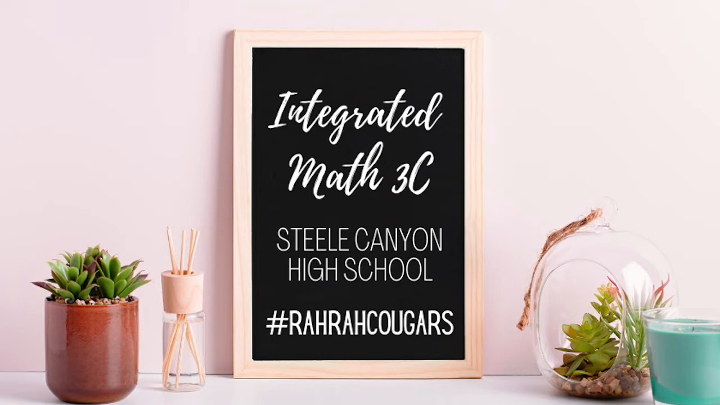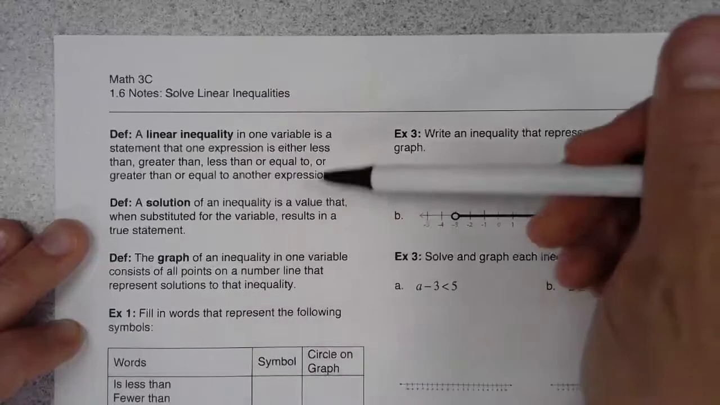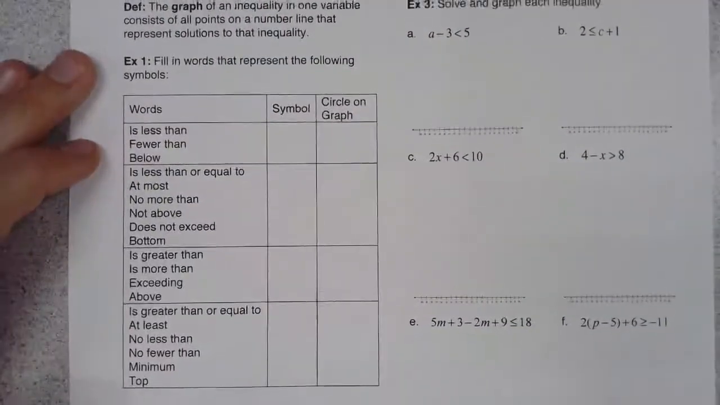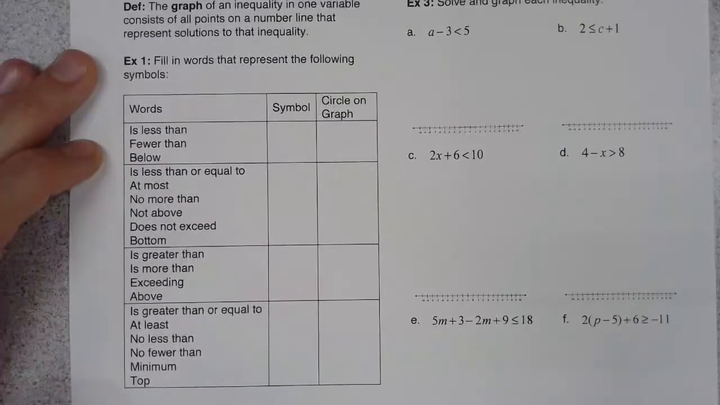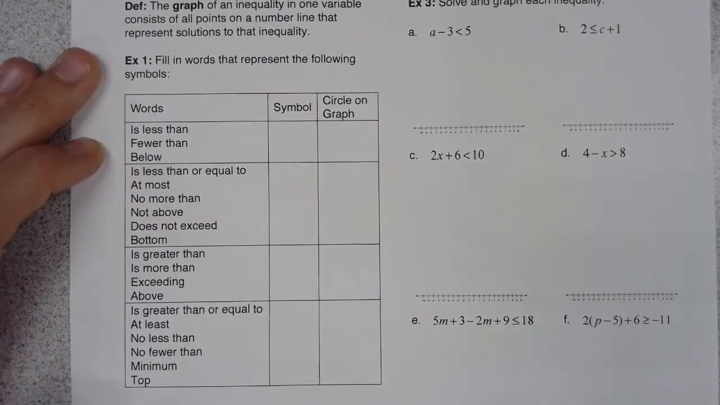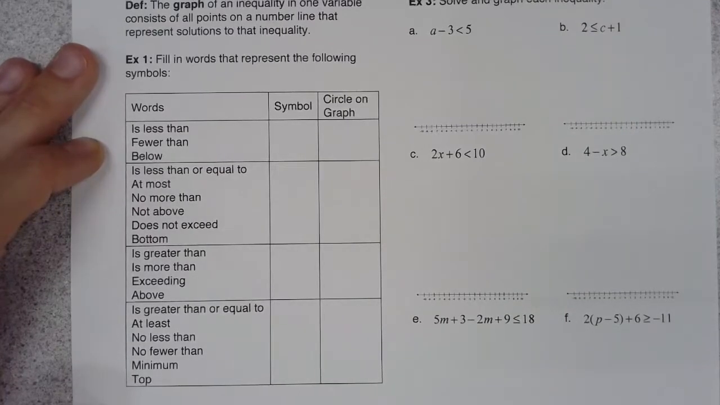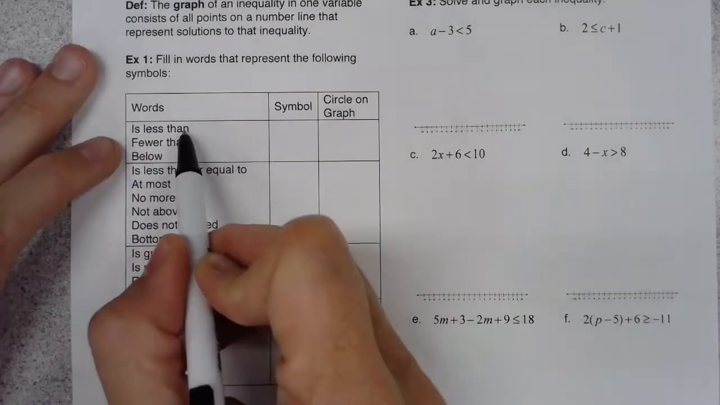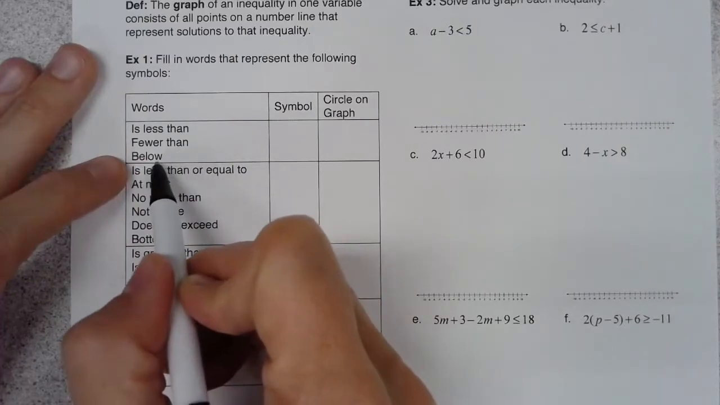The notes for 1.6 today are about solving linear inequalities. There's a couple of definitions that it would be helpful to start by reviewing. A linear inequality is a statement that two expressions are either greater than, or equal to, or less than or equal to. So less than is the same as if a problem says fewer than or if something says below.